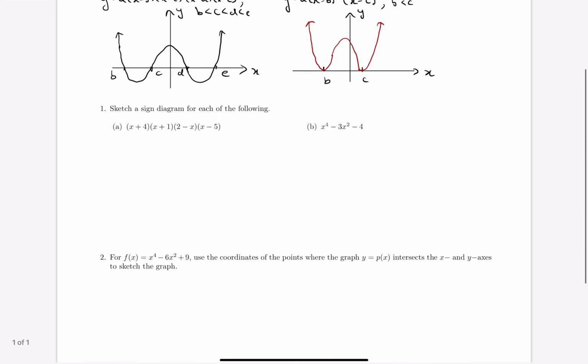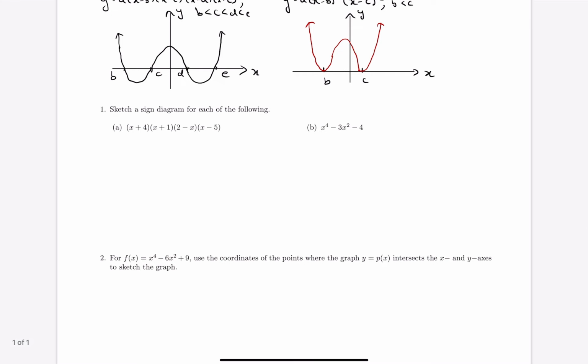So for question 1, we've got: sketch a sign diagram for each of the following. This is just 4 factors, but you've got to be a little bit careful here, and where I say you have to be careful is this 2 minus x. So I'm going to write it instead with a negative out the front. Instead of writing 2 minus x, I'm going to write x minus 2, x minus 5. They're the same thing, but now I've got it in a more standard form.